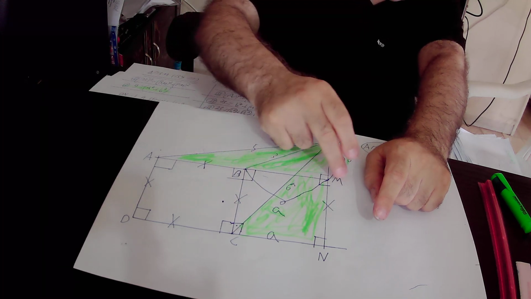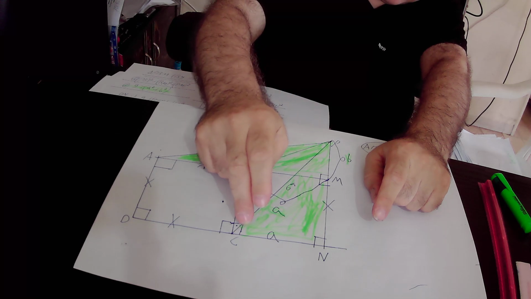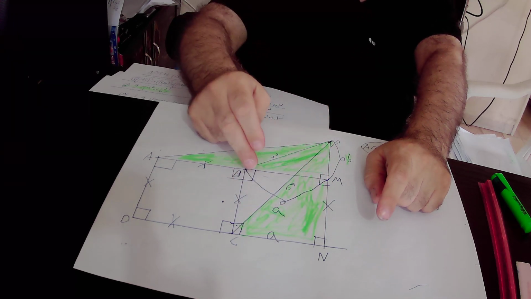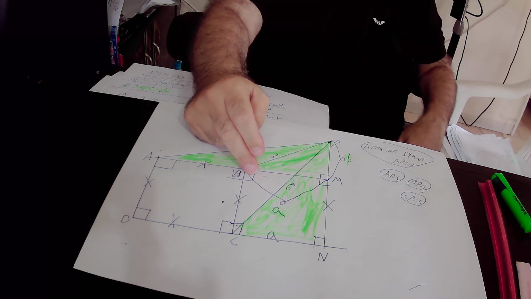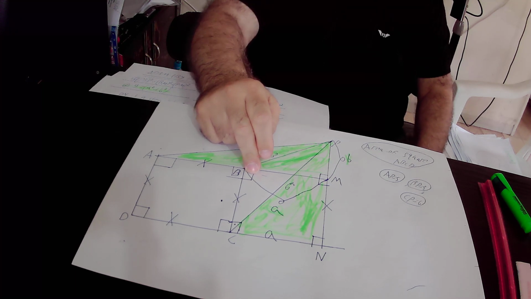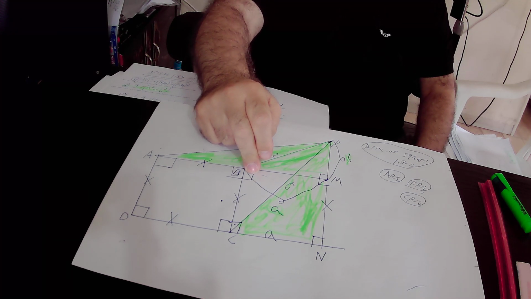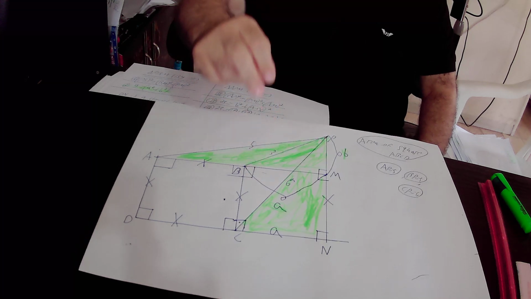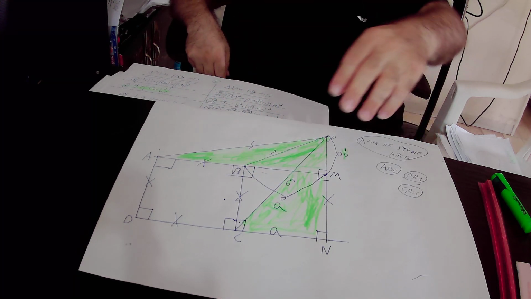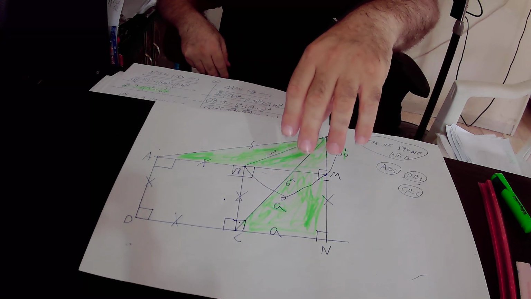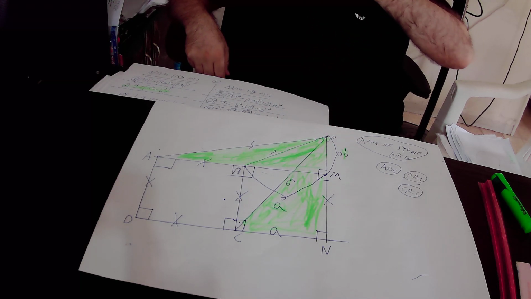So in quadrilateral BMCN, we have 1, 2, 3 right angles. Therefore, the fourth angle must also equal 90 degrees, according to the rule that the sum of the angles in any quadrilateral is 360 degrees. Okay, so we found out that inside quadrilateral BMCN we have 4 right angles.